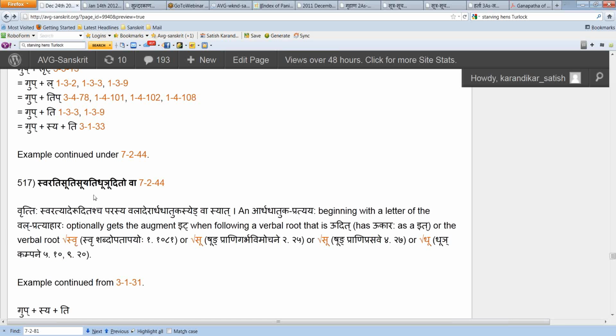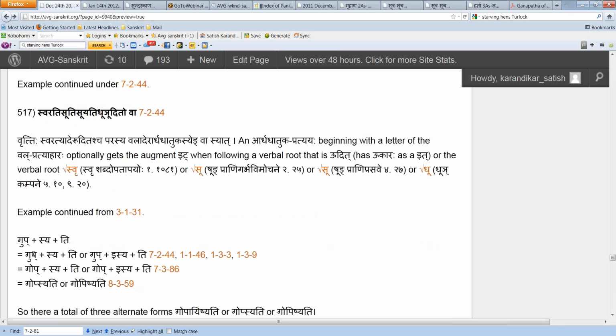Remember one more time, the most fundamental thing: the iDagama comes to the pratyaya, not the dhatu. Please, this one fundamental thing, it comes to the pratyaya which is valAdi. It's not coming to the dhatu. So when it follows these dhatus, it will be optional. So then we have gopsyati. What we'll do is that we'll get two forms, gopsyati and gopisyati, because we do the iDagama optionally.